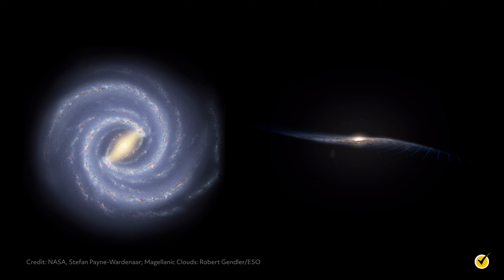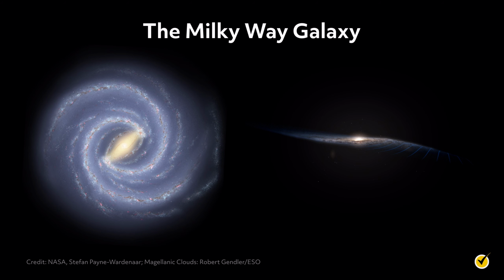Galaxies seem to come in two distinct shapes, spiral and elliptical. Galaxies that don't fit conveniently into either the spiral or elliptical categories are called irregular. Irregular galaxies that are forming many new stars are called starburst galaxies. We live in a spiral galaxy called the Milky Way galaxy.